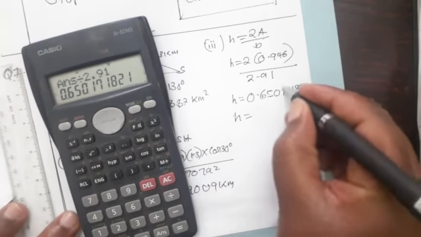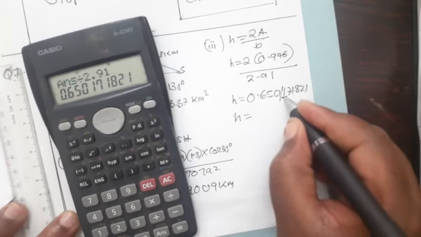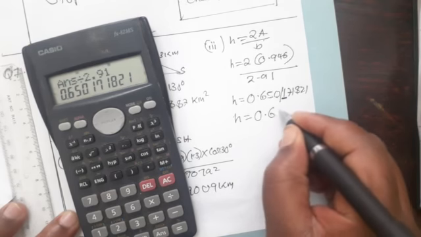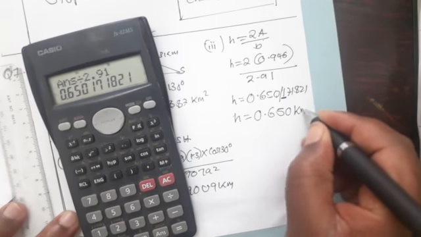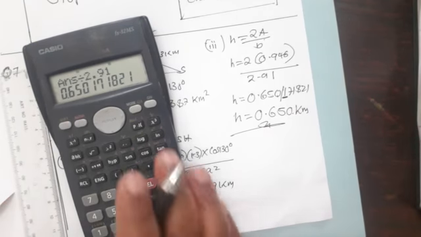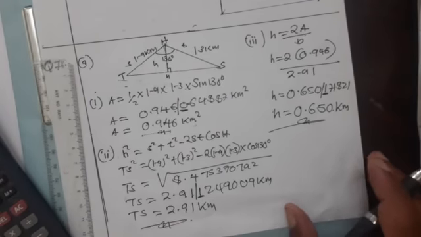You round it off to 3 significant figures: 1, 2, 3. You cut here and consider this one as 0. Take note, this is 7. You take 1 as 0. 0 plus 0 is 0. So you have got 0.650 kilometers, not just 0.65. You put a 0 at the end. Okay. So we are done with A. Okay. We go to B.